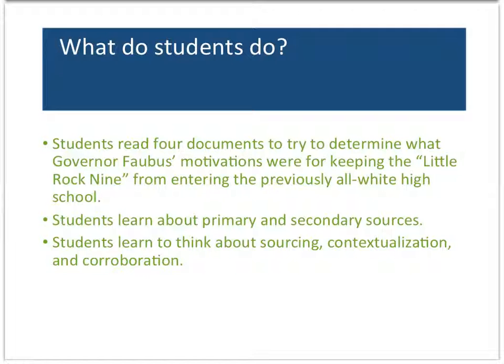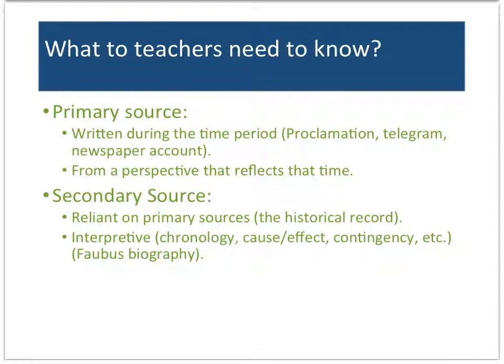Students also learn about primary and secondary sources in this lesson, and they learn to think about 3 things that historians use: sourcing, contextualization, and corroboration. So what do you need to know? Well, as I said, students are going to be introduced to the idea of primary sources and secondary sources.